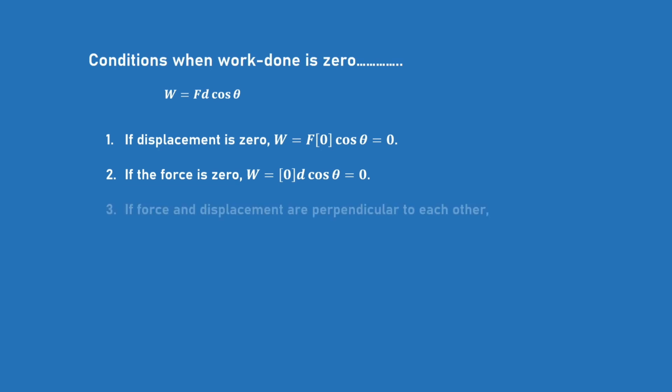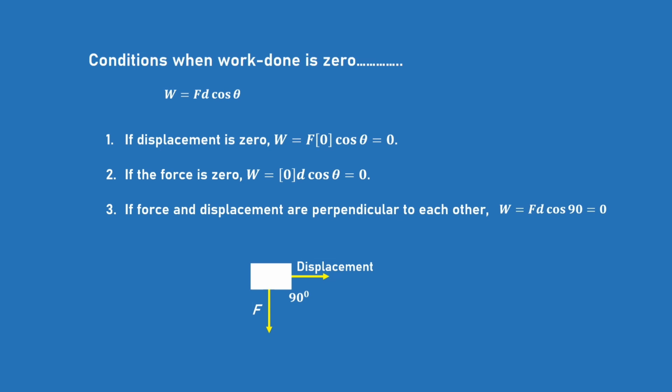The third condition is if the force and displacement are perpendicular to each other. Then the angle between them will be 90 degrees. If we substitute 90 degrees in the above formula, we will get W equals Fd cos 90 degrees. And we know that cos 90 degrees equals 0. Because of that, work done will become 0. So these are the three conditions when the work done is 0.